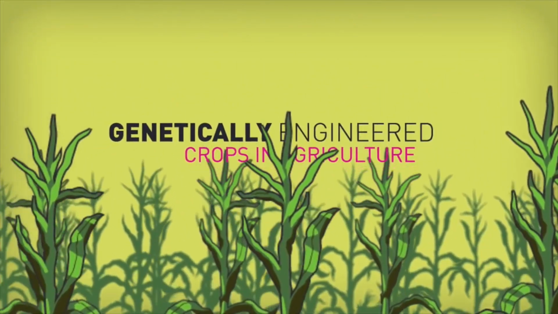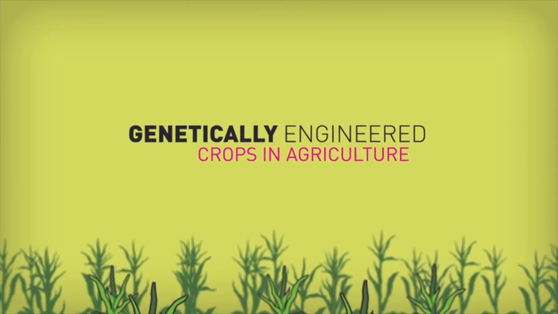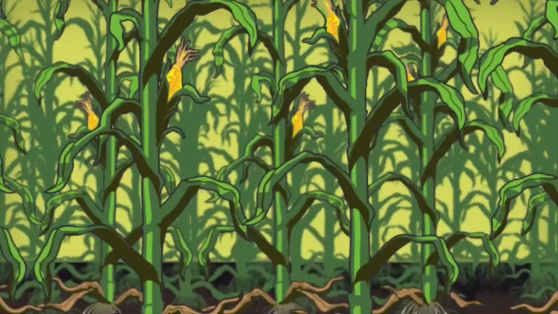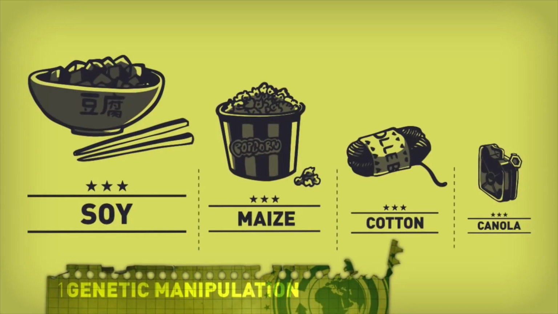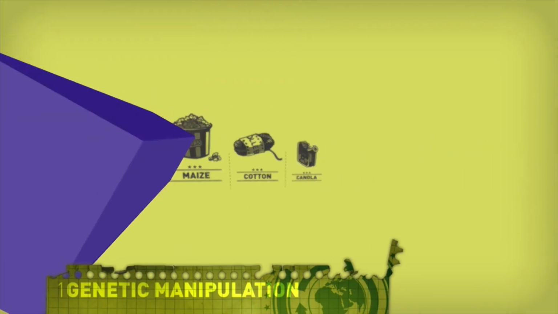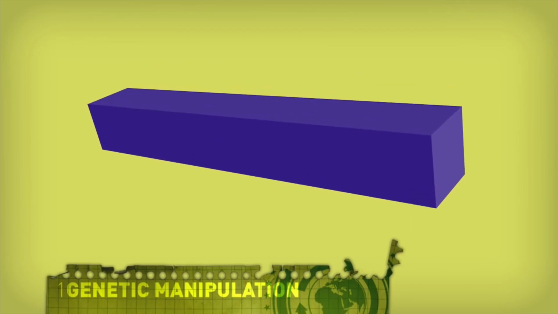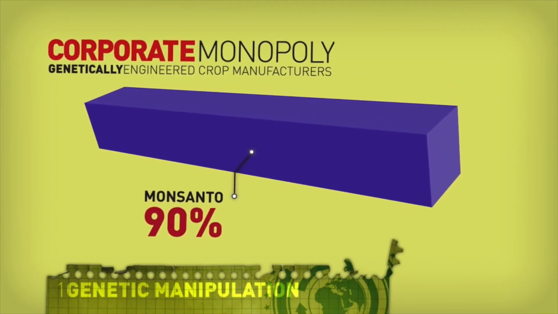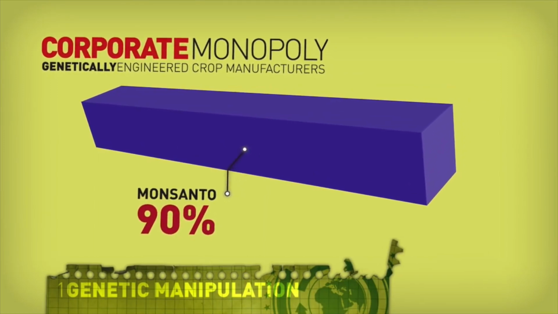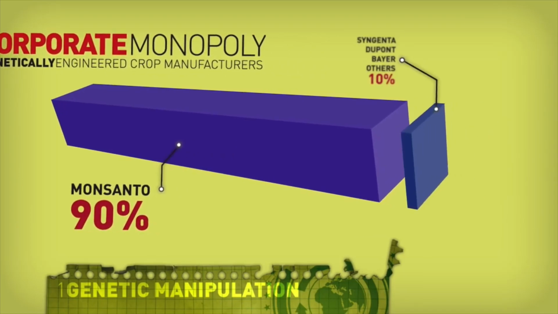Genetically engineered crops in agriculture, a worldwide experiment on people, animals, and nature. Cultivation of genetically engineered crops like soy, maize, cotton, or canola have far-reaching consequences. 90% of genetically engineered crops belong to the corporate agricultural group Monsanto. The rest are owned by Syngenta, DuPont, Bayer, and others.